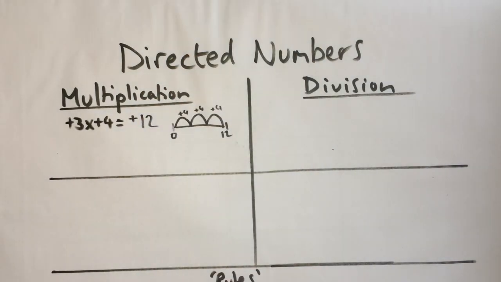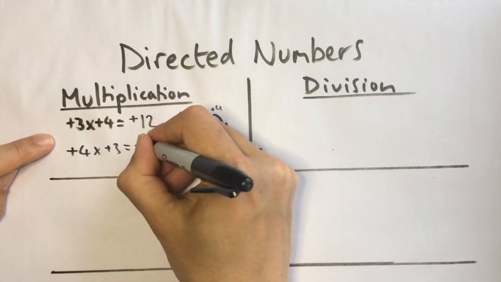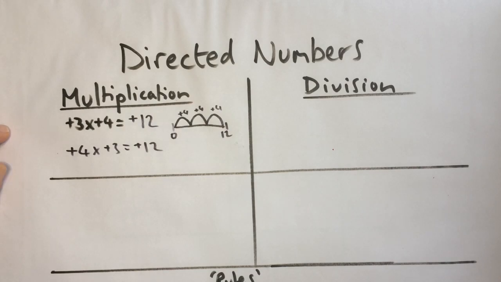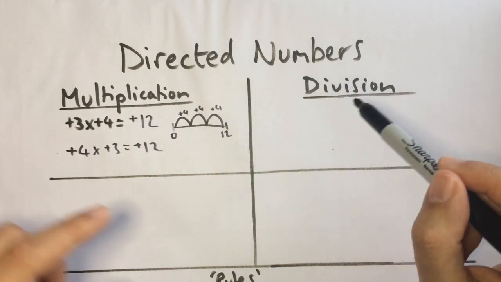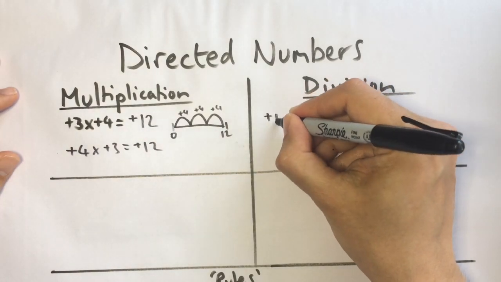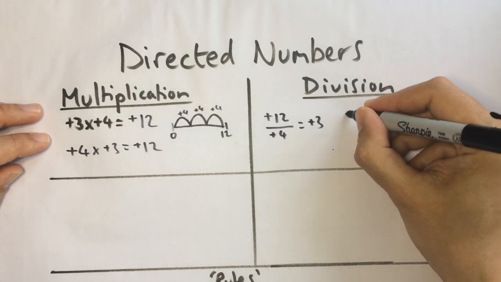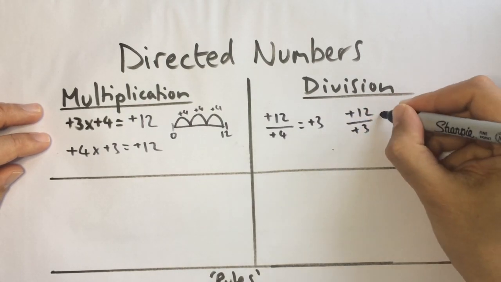Now the cool thing about multiplication is it's commutative, which means you can do it in either order. So we can also know that positive 4 times positive 3 equals positive 12. Likewise, because multiplication is the inverse of division, we can get some rules of division as well. If 3 lots of 4 is 12, then positive 12 divided by positive 4 equals positive 3, and positive 12 divided by positive 3 equals positive 4.